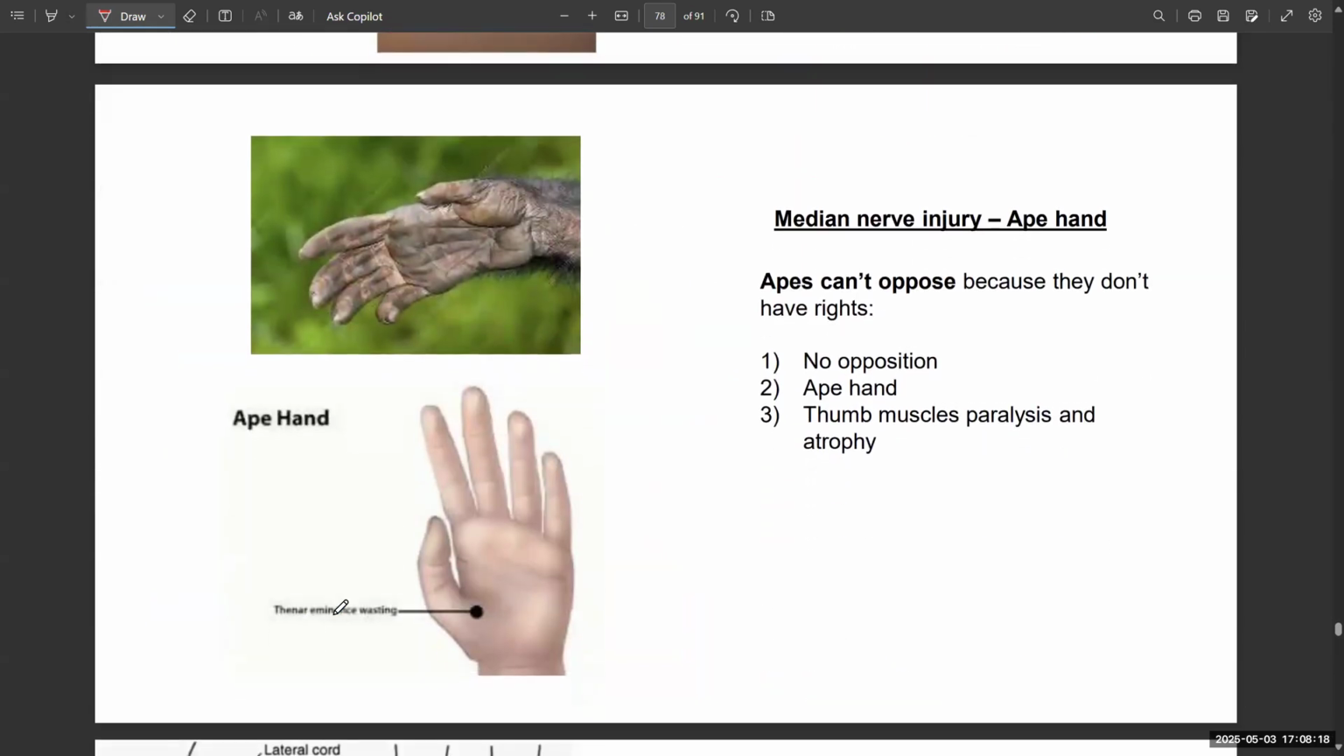So basically, apes can't oppose. So ape hand cannot do opposition. Why? Because the opponens pollicis again is paralyzed, and also the thumb muscles, the thenar muscles, which are supplied by the median nerve, are undergoing atrophy. So you have thenar eminence wasting. So it's going to become like a very, very small area. It's going to become very flat as well. So it's going to look something like an ape's hand.